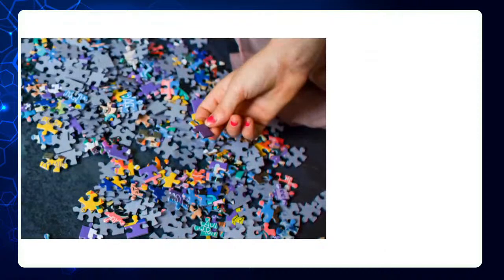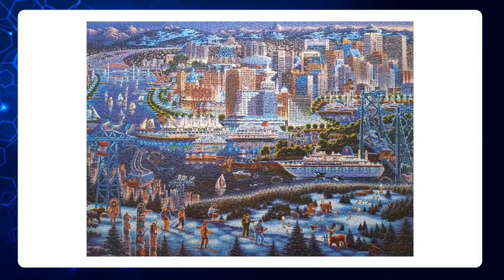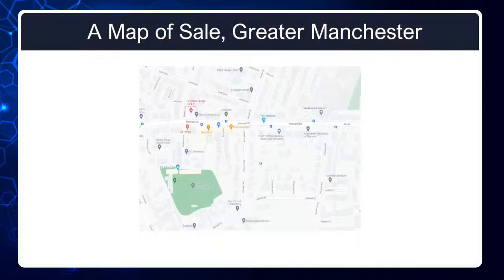You wouldn't attempt to do a jigsaw until you had an idea what it's going to look like at the end. It would be virtually impossible. We use maps to help us get around, but the maps have to be relevant, and the detail provided has to be relevant to what we're doing.